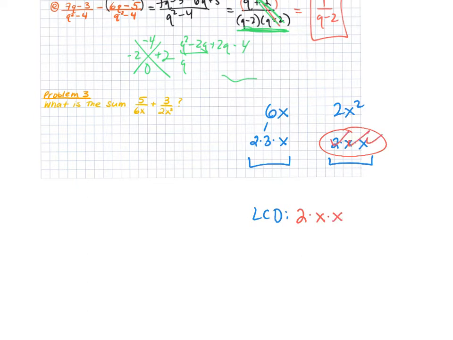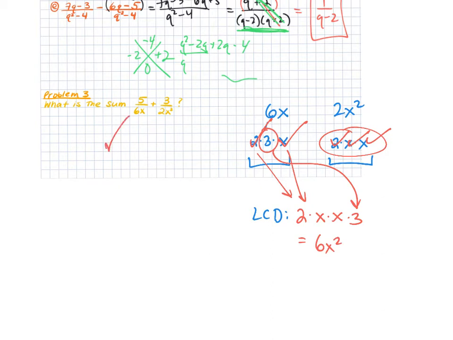Okay, so we've used all those. Well, we already have an x here, so we don't have to repeat. We don't need a third x. We already have a 2 here, so we don't need to repeat that, but we don't have a 3, so we do need to bring the 3. So our least common denominator is going to be 6x squared.